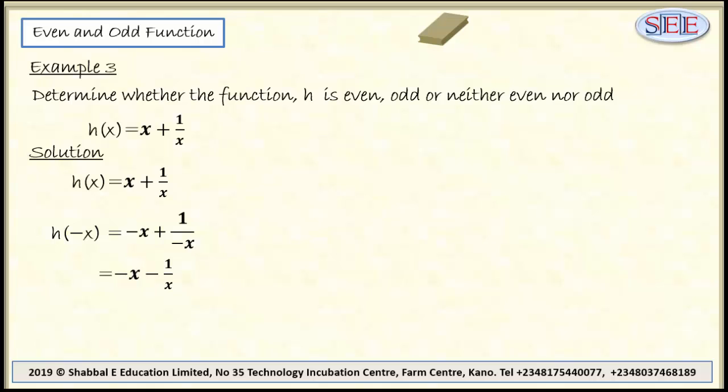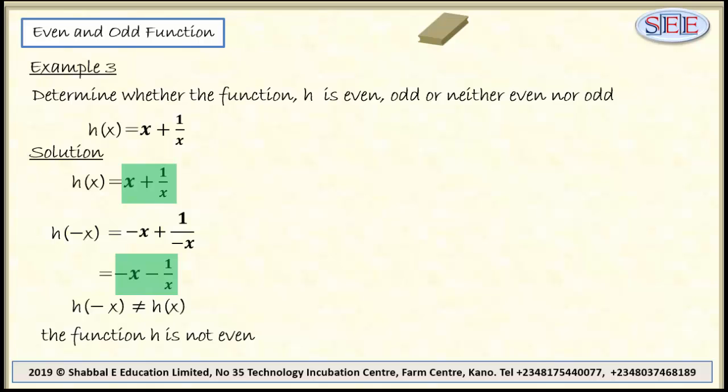So I'll now compare the h of x and the h of minus x, whether they are equal or not. Looking at these two, h of x and h of minus x, look at these two critically. You now discover that in the h of x, it is x plus 1 over x. But in the h of minus x, it is minus x minus 1 over x. These two are not the same. Therefore, we conclude that the h of minus x is not equal to h of x, and so the function h is not even. If it is even, the h of x would now be the same thing as h of minus x.